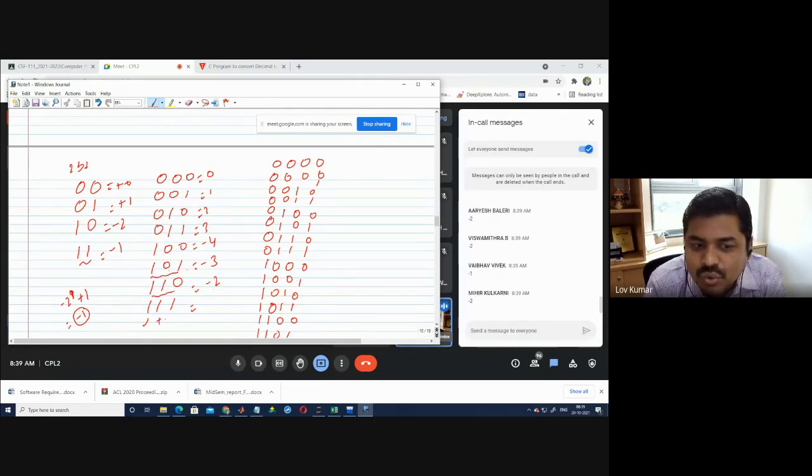Minus 4 plus 2 plus 1 minus 1. Even if we are going to check what is the representation of 1? 0 0 1. What is the 1's complement of this? 1 1 0. If we add plus 1, we get 1 1 1. Now you can see this is a minus 1. Now we are writing the same thing here.